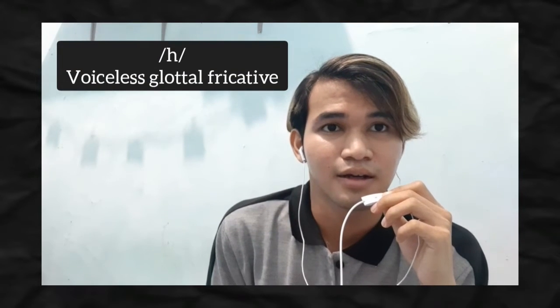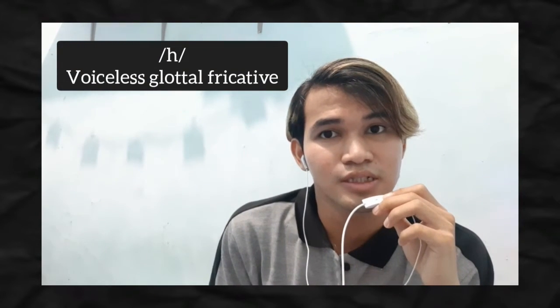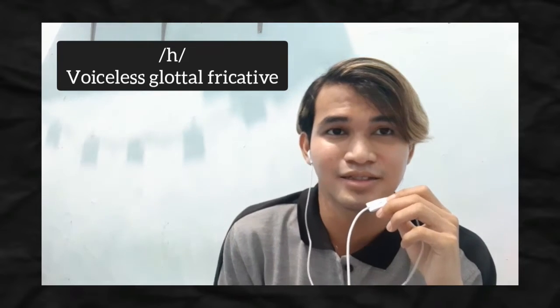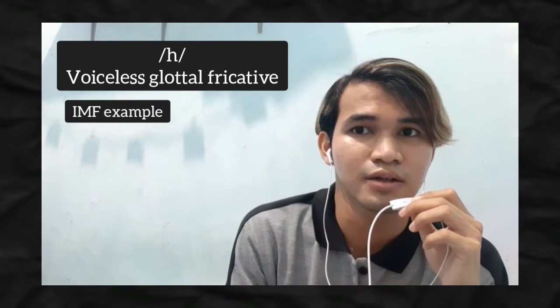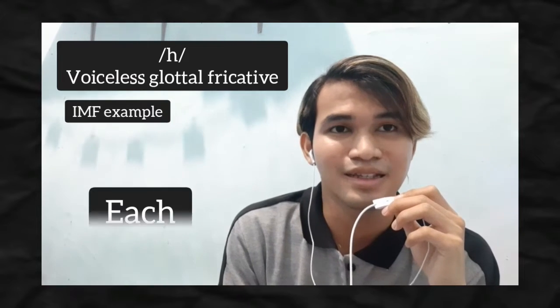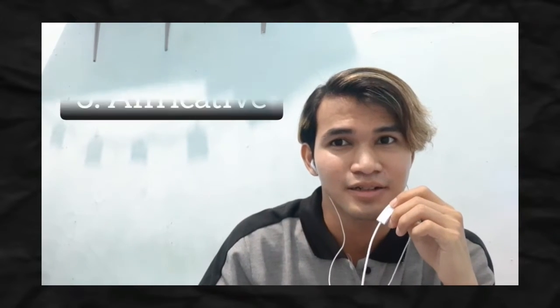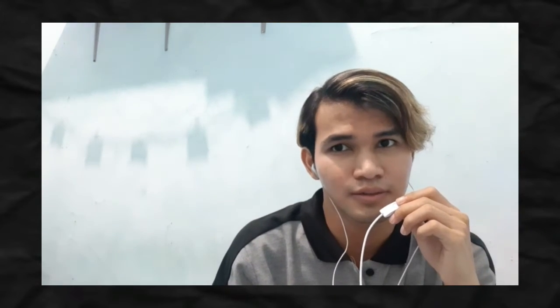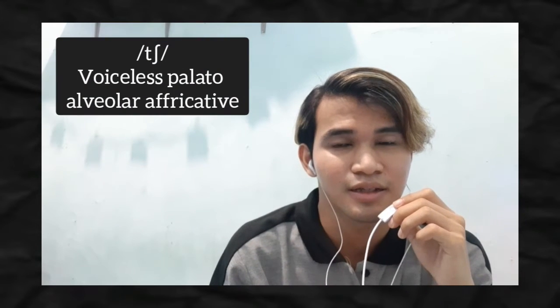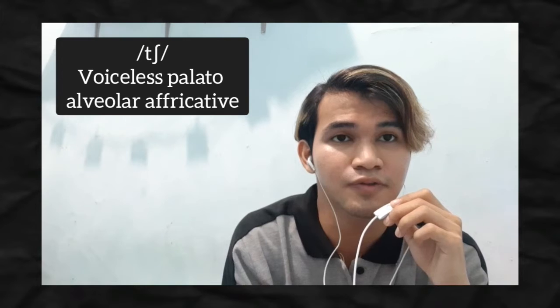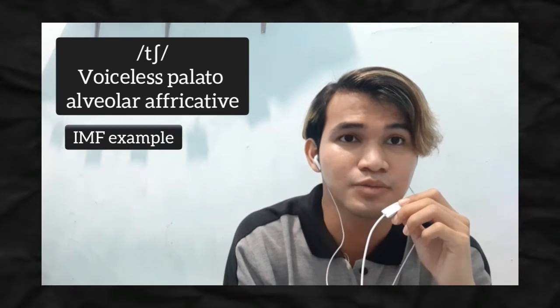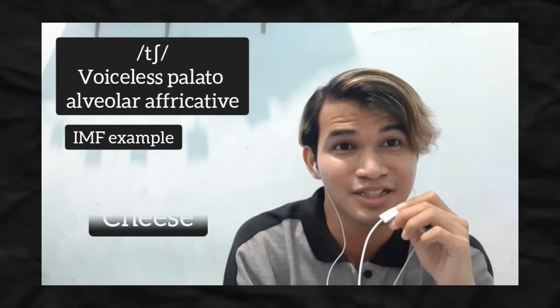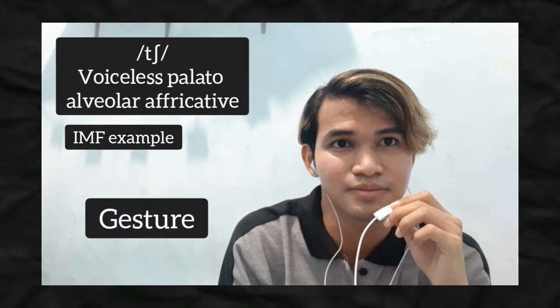And the next is h. There is voiceless glottal fricative, and the example words are head, each. And the third is affricate. The example of it is ch. That is voiceless palato-alveolar affricate. And the example words are cheese, chaser.